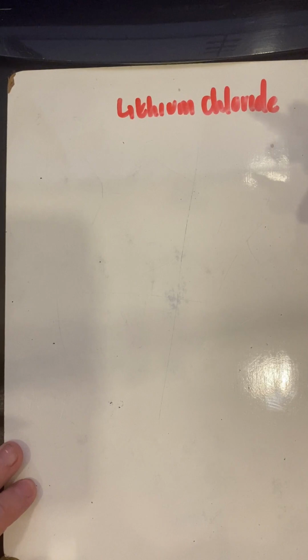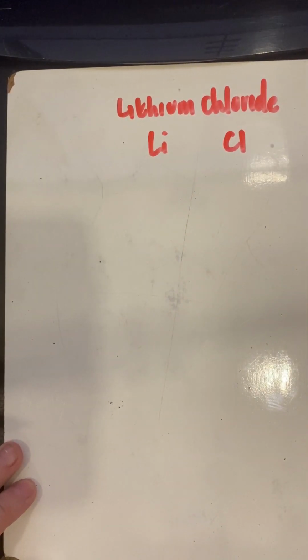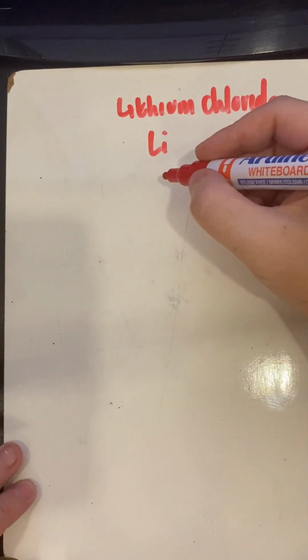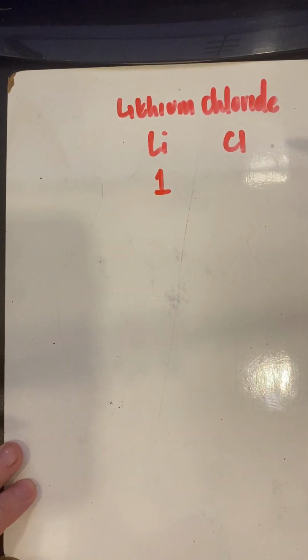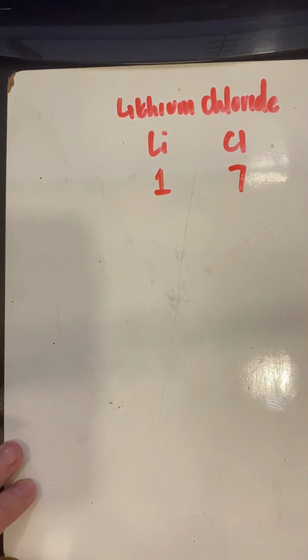lithium chloride. In this case, we've got lithium and chloride. The next thing you need to do is think about what group they're in, or how many electrons they have in their outer shell. Lithium is in group 1, so it has 1 in its outer shell. Chlorine is in group 7, so it has 7 in its outer shell.